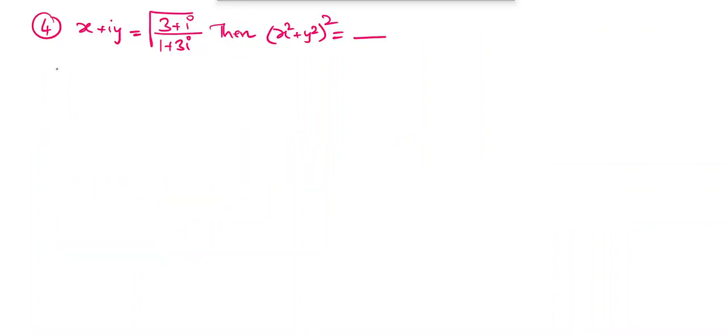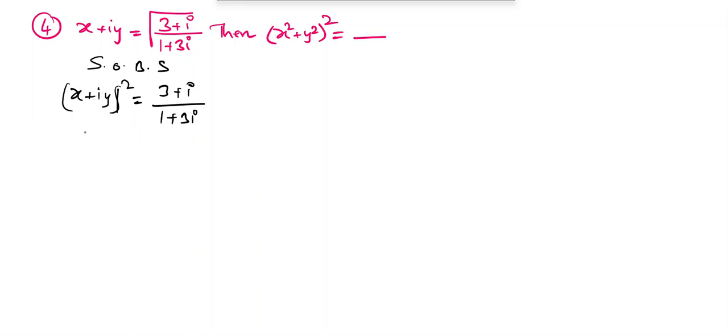This is the fourth question from complex numbers. If x plus iy is equal to root over (3 plus i) by (1 plus 3i), then (x square plus y square) whole square is equal to dash. So take squaring on both sides. For this equation, squaring on both sides, that is (x plus iy) whole square is equal to (3 plus i) by (1 plus 3i).